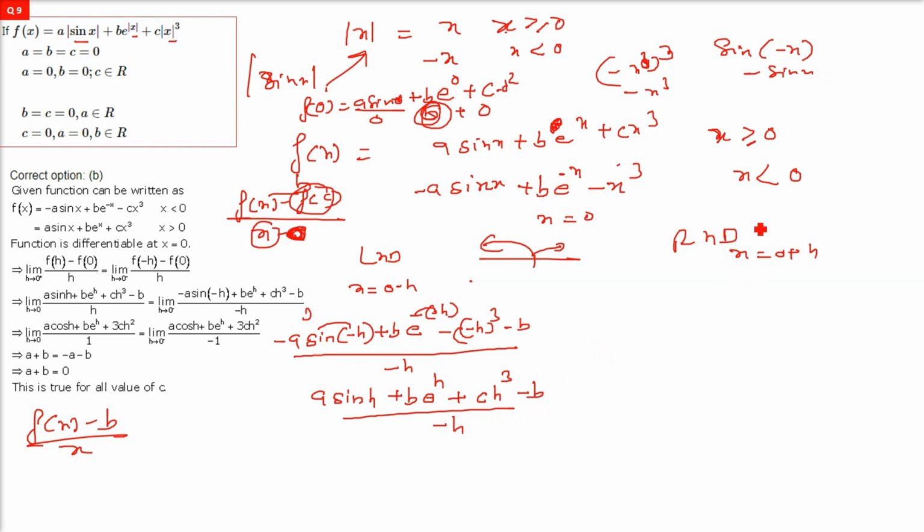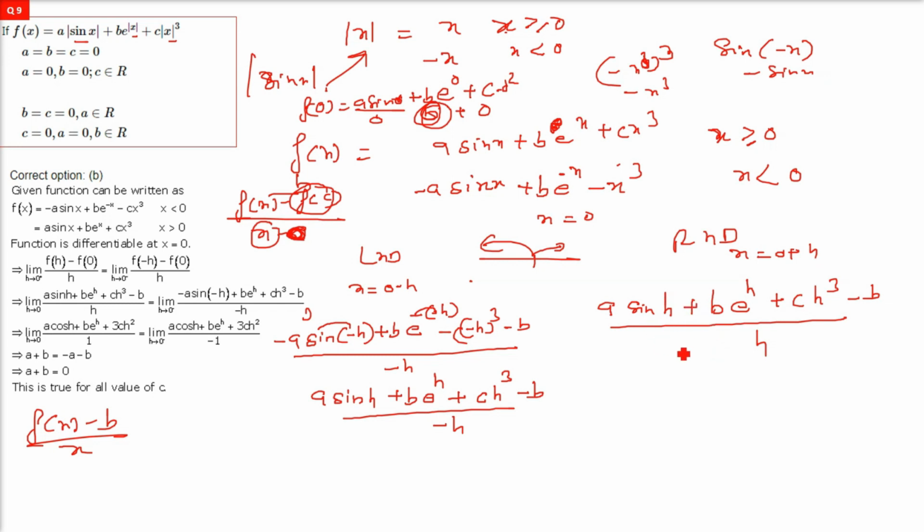On the right, what we get, we will just replace x by h. So it will be a sin h. Please remember, we are taking x greater than or equal to 0 here. a sin h plus b e raised to the power h plus c h cube. And minus b also, because f(x) minus b by x. x is h, so h we are replacing.